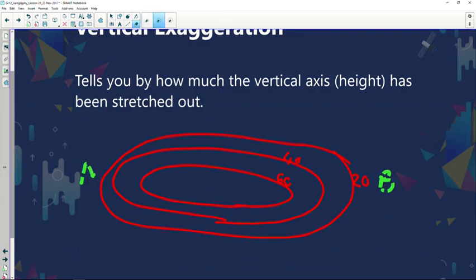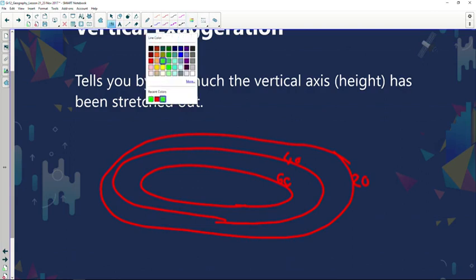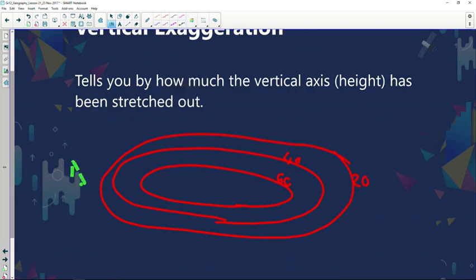Sorry, just want to get my pen ready. This is incorrect. And I'm asking you to construct a cross-section from point A. What's happening over here? I just want to delete this.